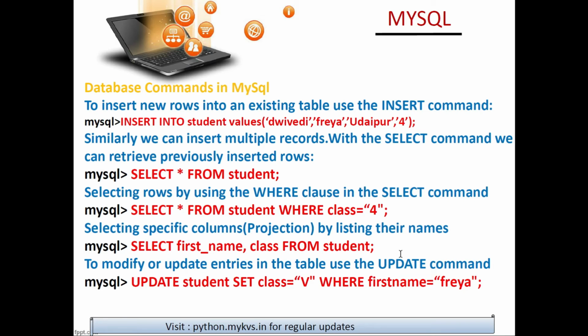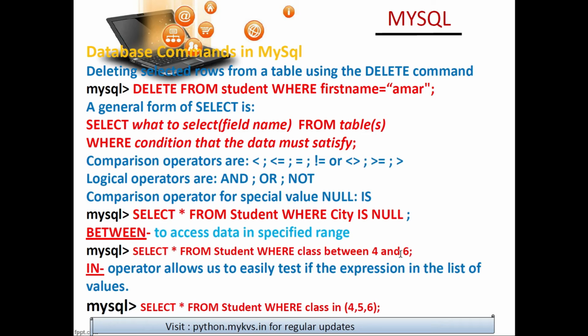All right, and next let us see how the database commands are used in MySQL. So how to delete rows from a table. Okay, suppose I want to delete the records whose first name is Amar. So the where clause again will come into play. Okay, delete from student where first name equals Amar. So the record of Amar will be deleted.